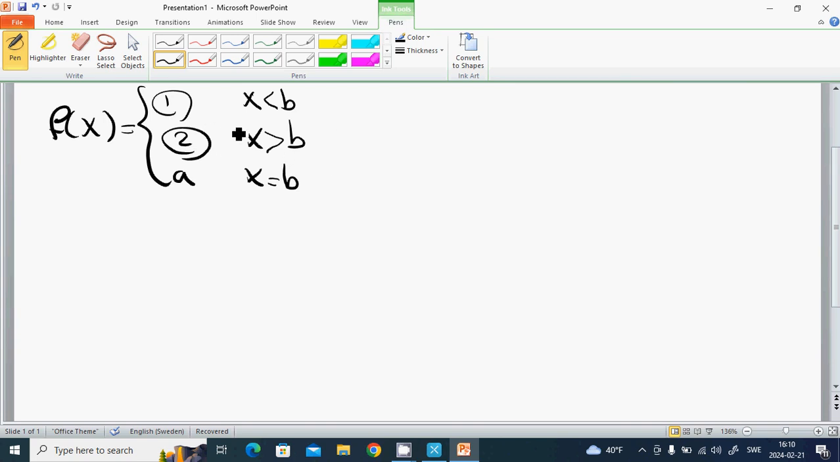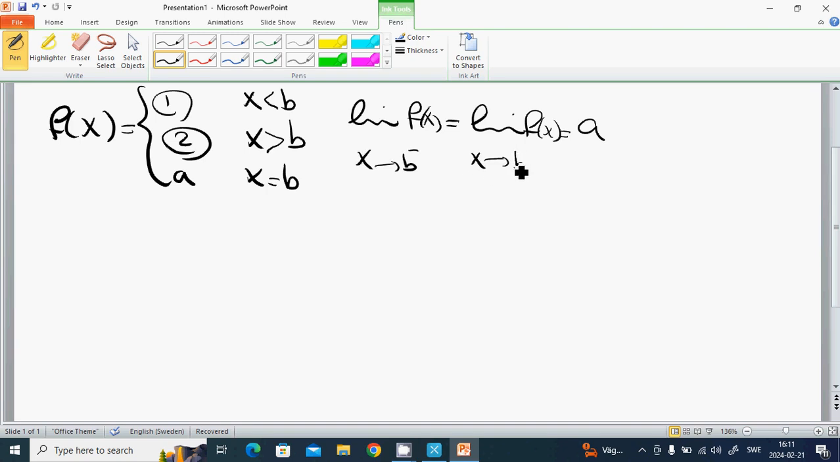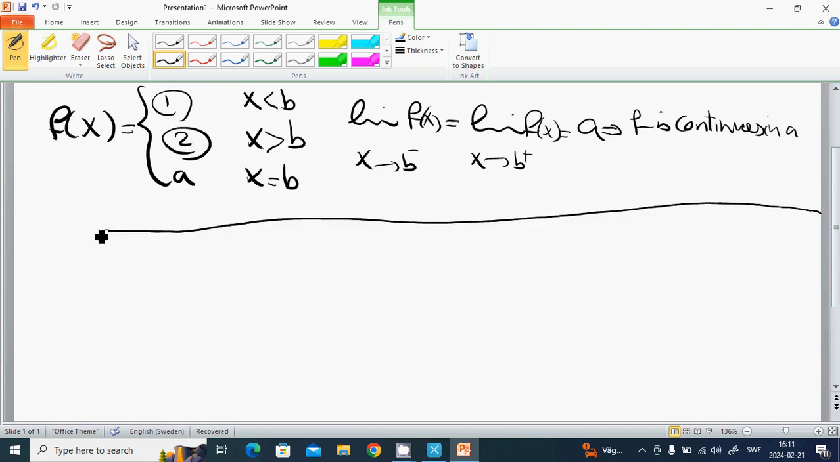If the limits of f of x equal a, as x goes to b negative and x goes to b positive, then the function f is continuous in a.